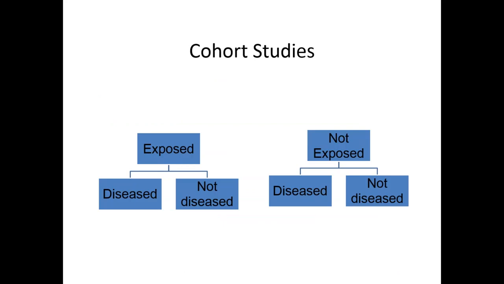So here's a diagram. I left out the time arrow. Where would you put it? Well, you'd put it going down in this case, starting with exposed, looking forward in time, forward directionality for disease. There we go. There is the time bar on the left.